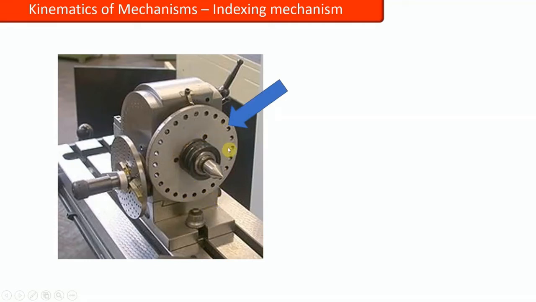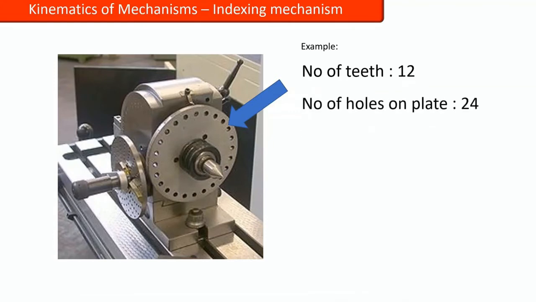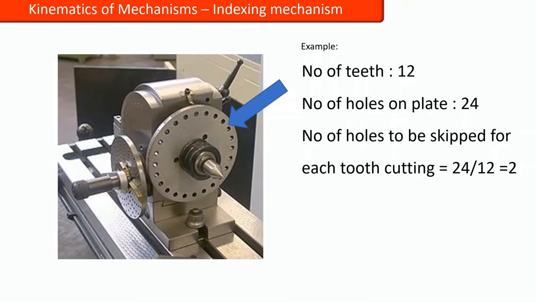So these holes can be used in order to rotate the job or workpiece to certain angles. Let us take an example. You need a gear of 12 teeth and the number of holes on the plate is 24. Then the number of holes to be skipped for each tooth cutting is, the formula is the number of holes on the plate divided by the number of teeth. Obviously in our case it is 2.